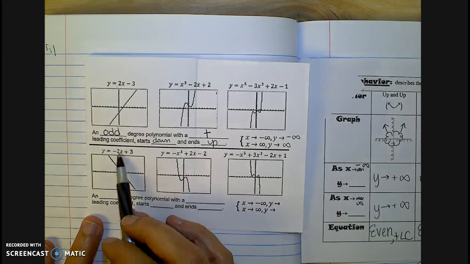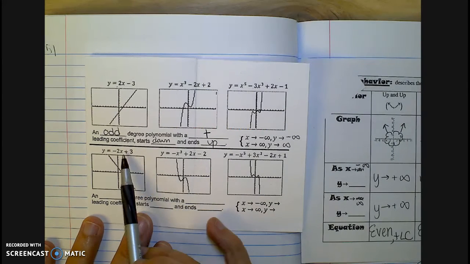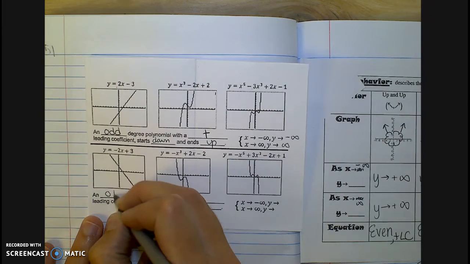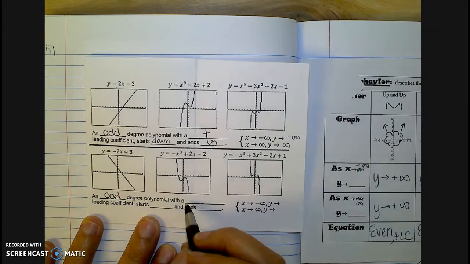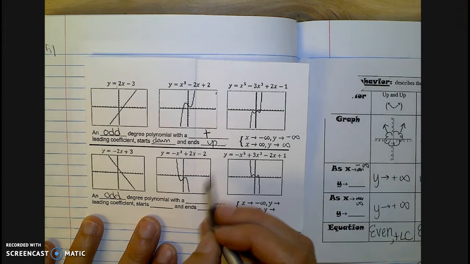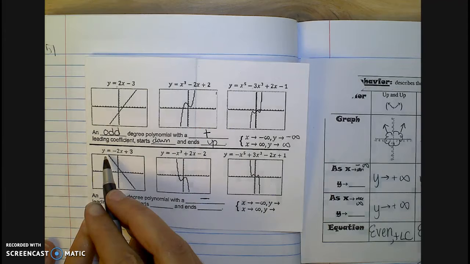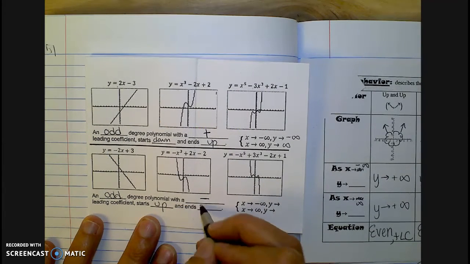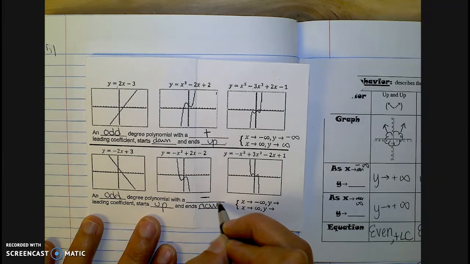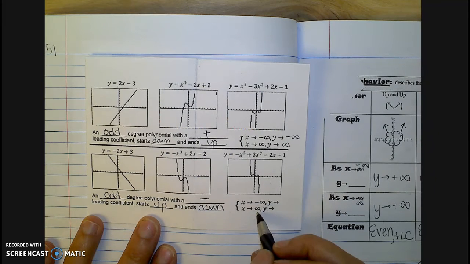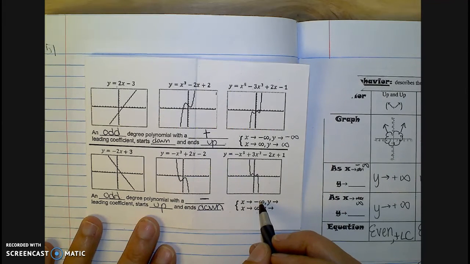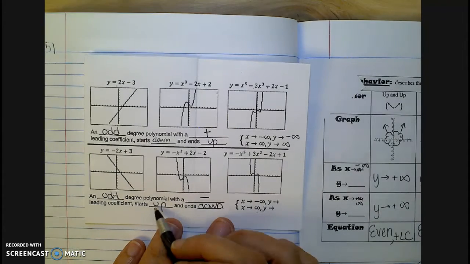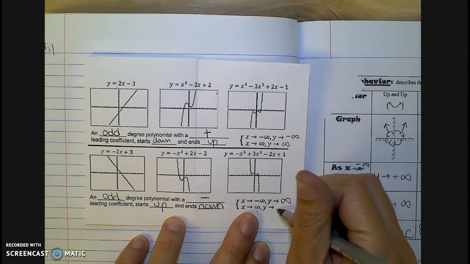Okay, so down here if I notice the degree, they're all still odd. So 1, 3, 5, so an odd degree with a negative leading coefficient, because they're all negative now, starts up and ends down. So again, the x's are still the same, negative then positive, because we want to start at the left and end right. So when I'm starting at the left, I'm up, and then I'm down.